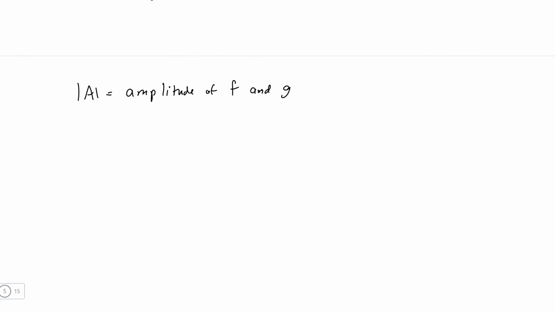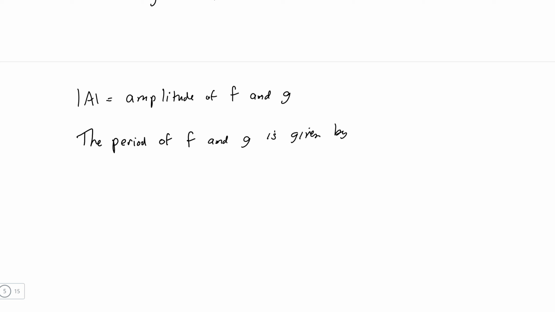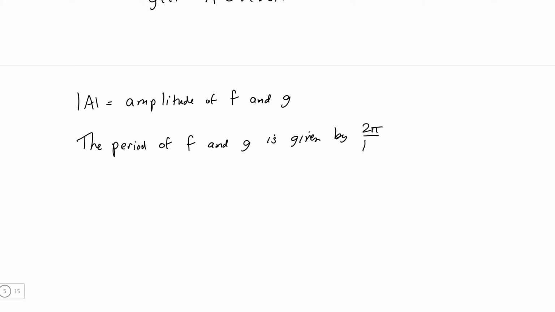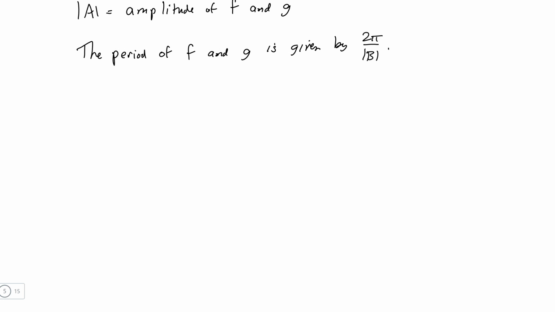And now the period, we've put that b inside, so that changes the period. This is given by, we take 2 pi and we divide it by the absolute value of b, and that's our period.